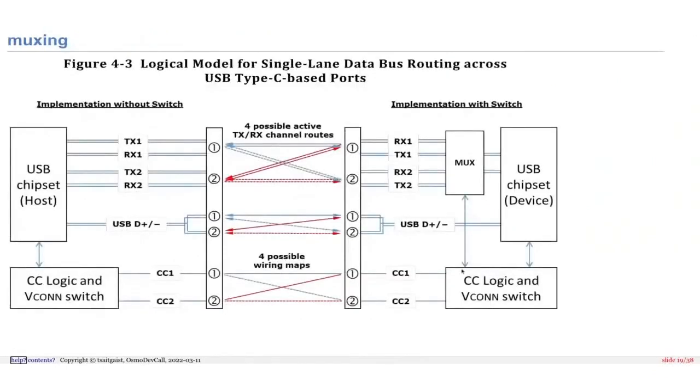So what you have here is a CC logic, which uses the CC1 and CC2 pins to figure out the orientation. And once it figures out the orientation, it will talk to this multiplexer or this cross point, and it can map the right pairs of RX1 or RX2 and TX1 to the USB chipset if you want to do USB 3 or USB 4. So already with a USB-C cable, you need two more components. You have your USB chipset like you had before, but you have a CC logic chip, and you have a multiplexer if you want to do USB 3.